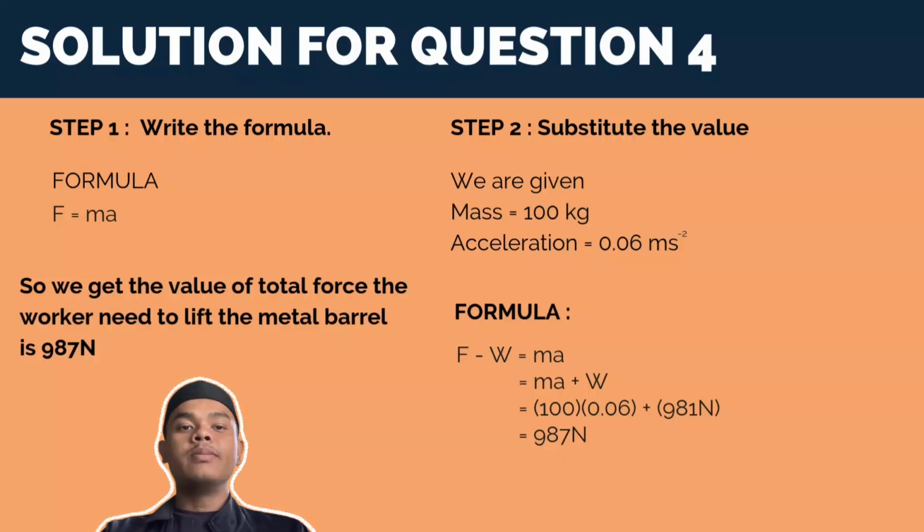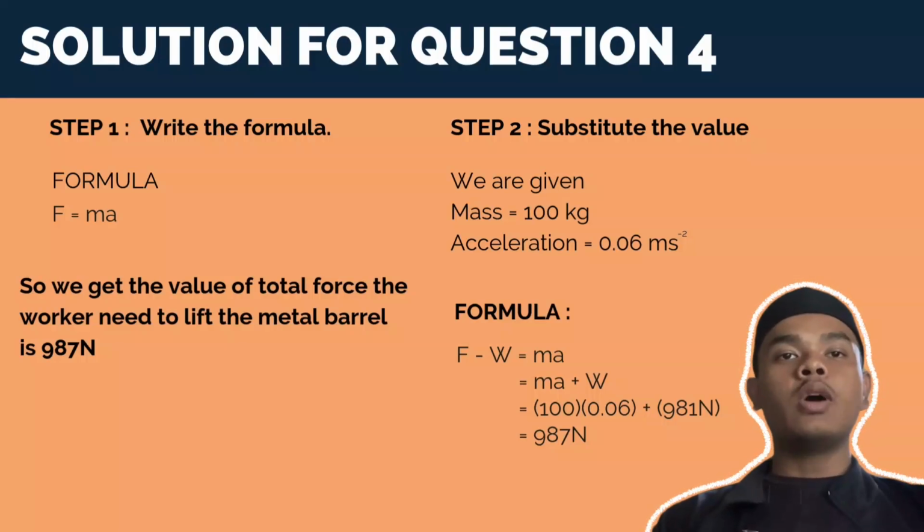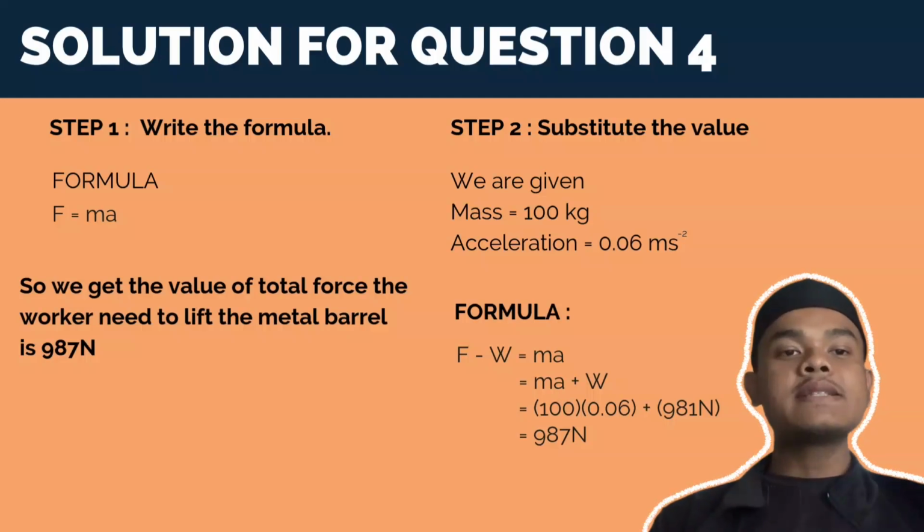The last one will be the solution for question 4. Same as before, we write the formula, which is F equals m times a. Next, we need to modify the formula a bit. It becomes F equals m times a plus W. You all must be thinking, why do we need to modify the formula by putting the value of W in the formula? The answer is simple.